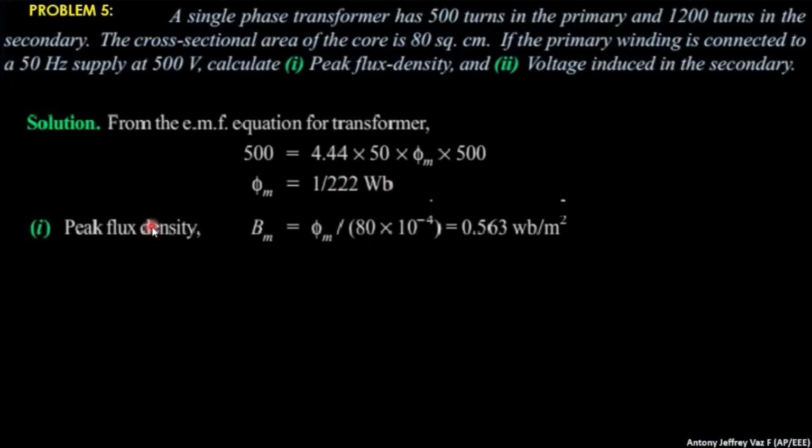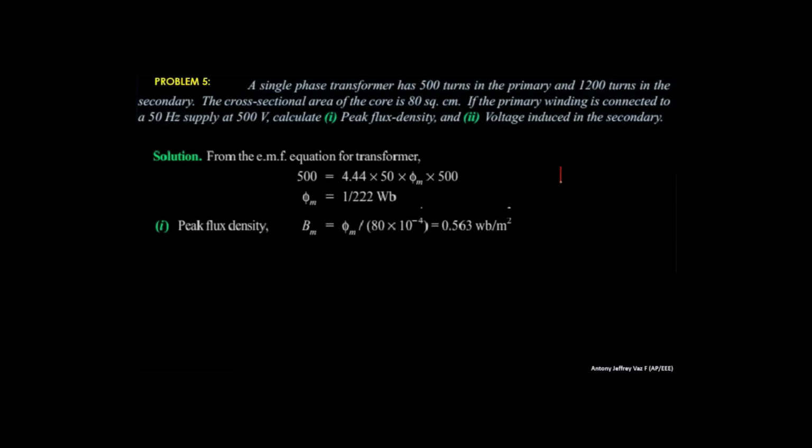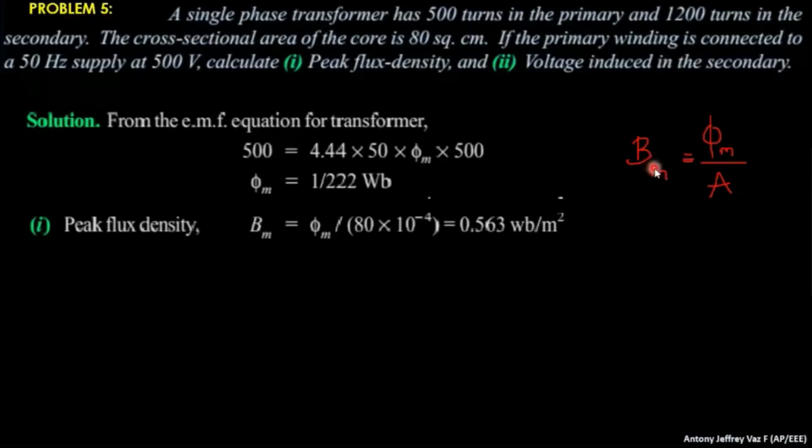Next, you need to find the peak flux density. To find the flux density, you know Bm is equal to phi M divided by area. The formula here is flux density Bm is equal to maximum flux divided by area. The area is the cross sectional area. So you have found phi M is equal to 1 by 222, substitute, and you know this area.